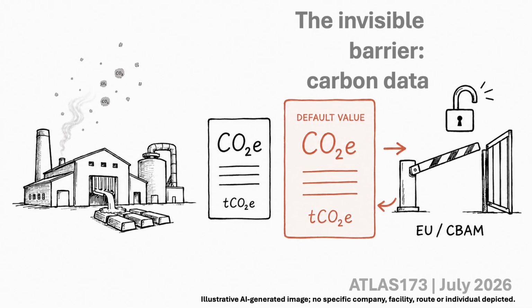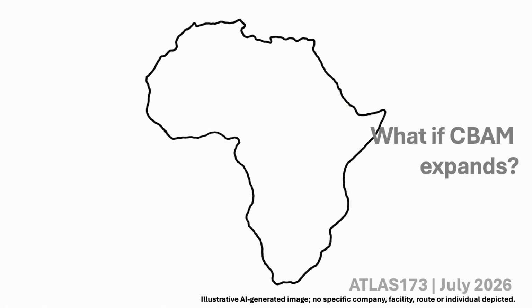And this is quite important because this administrative disadvantage could become much more consequential if CBAM expands beyond its original sectors, which we just acknowledged as the 6 sectors that we talked about before. And that leads us to the next point.